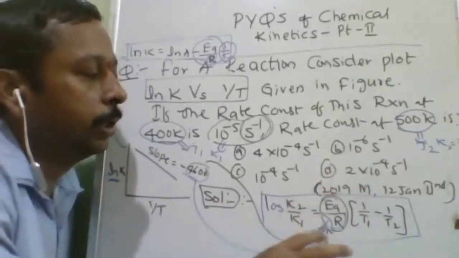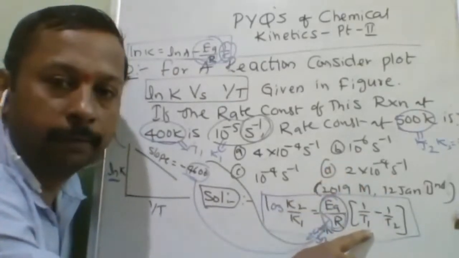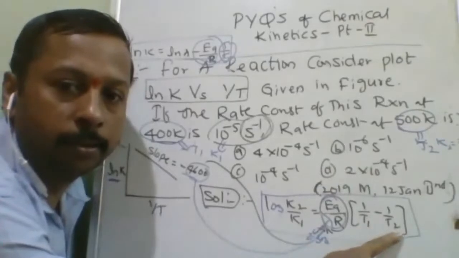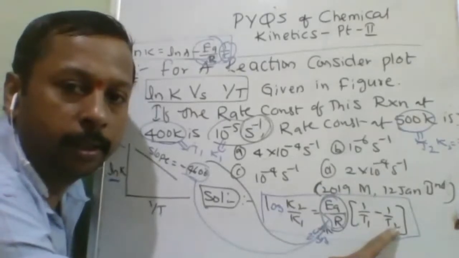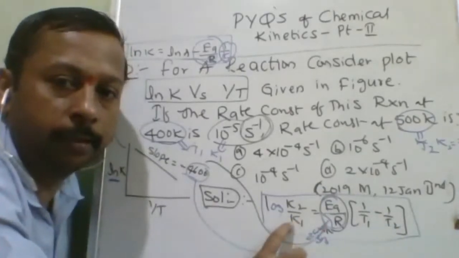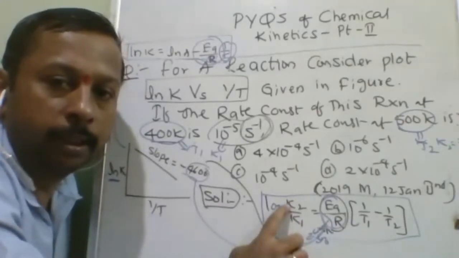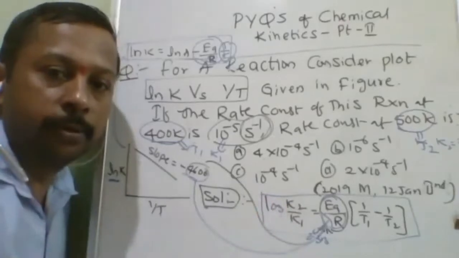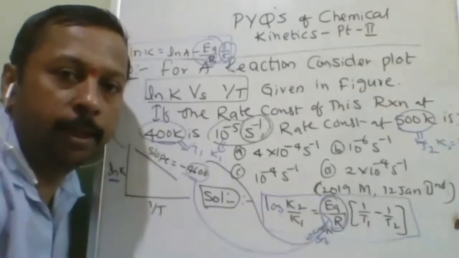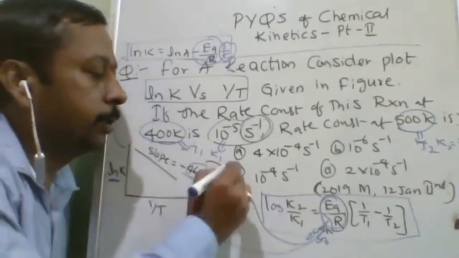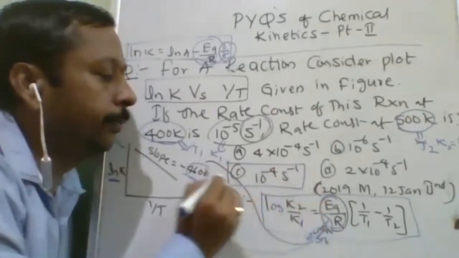Okay. So T1 is how much? Always you should take care that the lower value should be T1, the higher value should be T2. 500 and 400. So 400 will be the T1, 500 will be the T2. Accordingly, you should select the K1. The rate constant related to 400 will be K1, and the one related to 500 will be K2. Now when you simplify after substituting everything at the appropriate places, you will get answer as C.